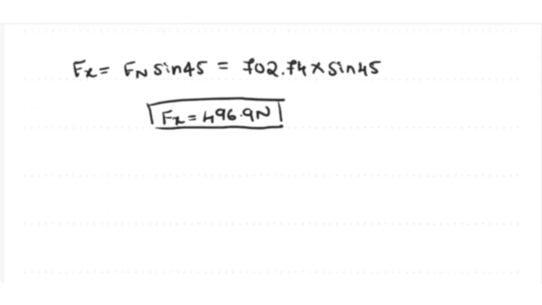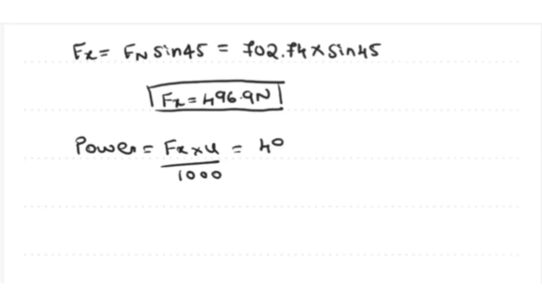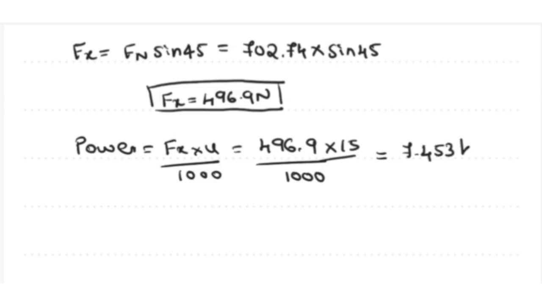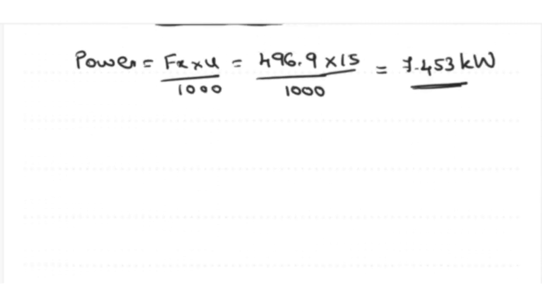So next let us calculate the power. Power is equal to Fx, which is 496.9, into U, the velocity of plate, 15, divided by 1000. If we solve it, we will get the answer as 7.453, unit is kilowatt.